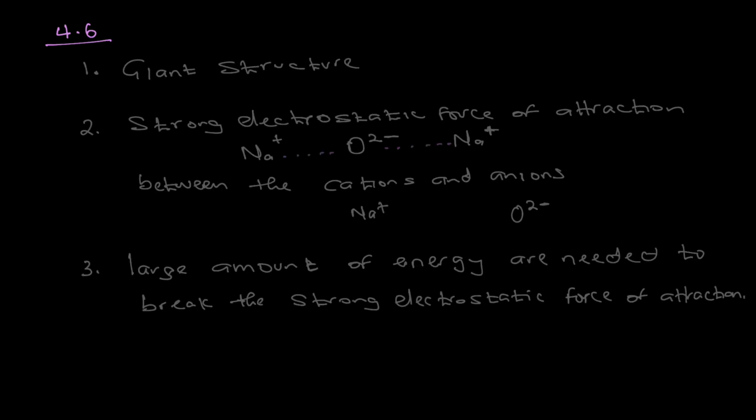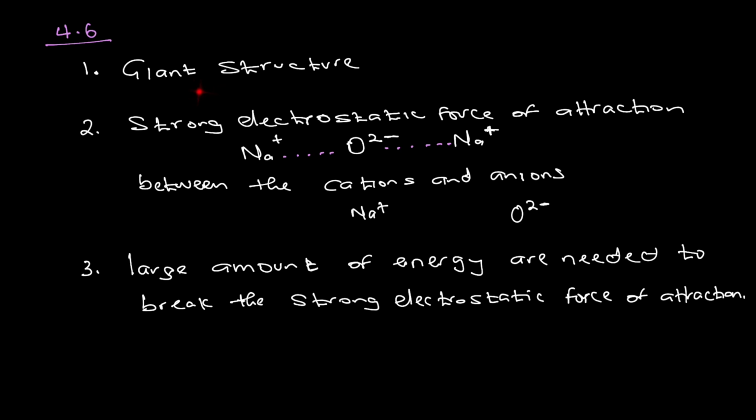Question 4.6. Explain why sodium oxide has a higher melting point. Because 1. Sodium oxide is a giant structure. 2. Strong electrostatic forces of attraction exist between the cations, which are the Na+, and the anions, which are the O2-. 3. Large amounts of energy are needed to break the strong electrostatic forces of attraction.